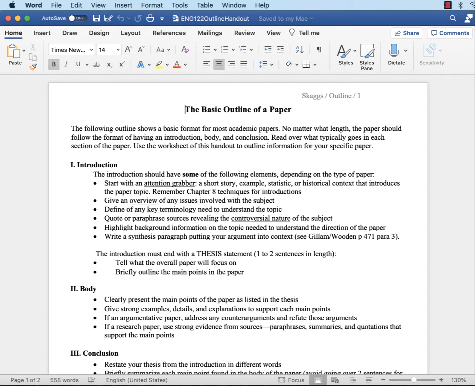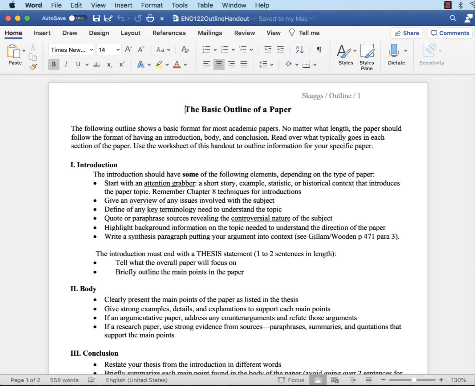So the outline that I'm showing you is a basic format for academic papers. No matter what the length, the paper should follow the format of having an introduction, body, and conclusion. Read over what typically goes in each section of the paper, and then use the worksheet as the handout for your specific paper, sort of as your rough draft, as you're brainstorming.